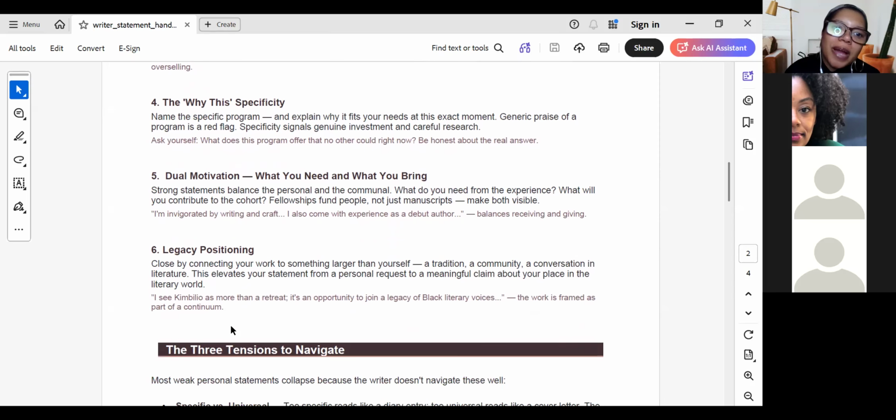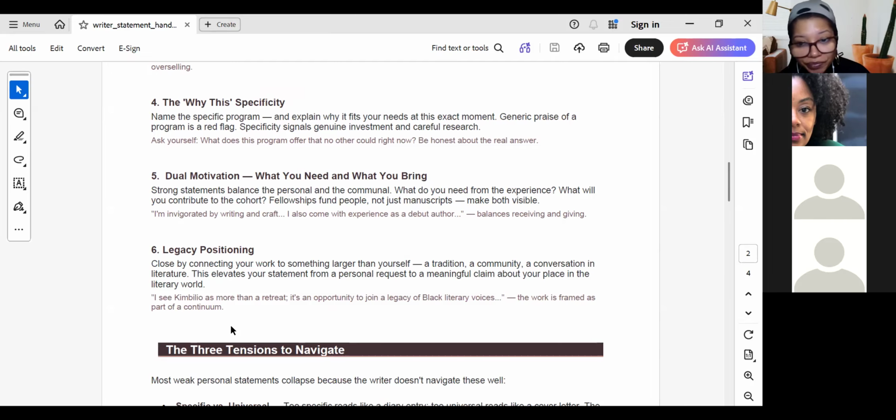And then number six is just legacy positioning, right? Close by connecting your work to something larger than yourself. What is the reason your work needs to be in the world, whether it's a tradition, a community, a conversation in literature, something that you're broaching? I'll pick on Davita a little bit. I know she is writing about the South. To me, that is legacy positioning. Writing about Black people in the South is a particular perspective and point of view. And so don't be afraid to really claim that about your place in the literary world within your statement.